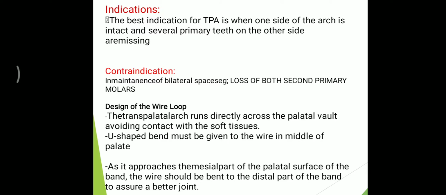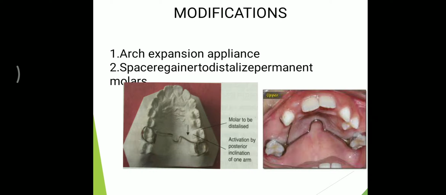Design of the wire loop: the transpalatal arch runs directly across the palatal vault, avoiding contact with the soft tissue. A U-shaped bend must be given to the wire in the middle of the palate. As it approaches the mesial part of the palatal surface of the band, the wire should be bent to the distal part of the band to assure a better joint. The modifications are, first, arch expansion appliances. Second, space regainer to distalize permanent molars.